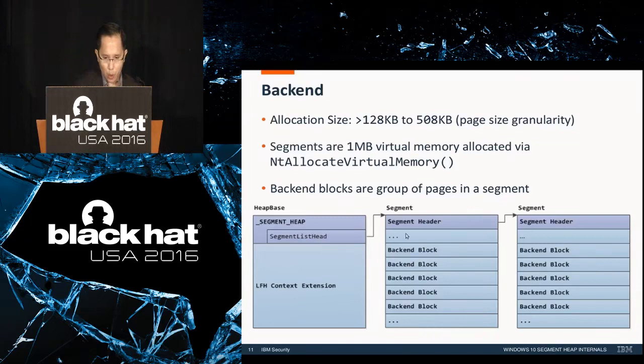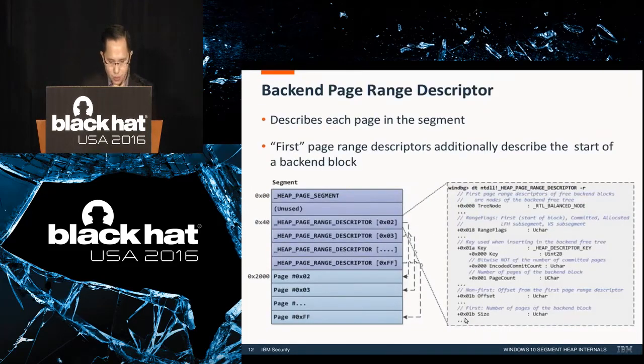The segment consists of two parts: the segment header and the data part where the backend blocks are allocated from. So, zooming in on the segment, the header consists of page range descriptors here that describe each page in the segment. There's one page range descriptor for every page. For example, page range descriptor 2 describes this page, and page range descriptor 3 describes this page. One of the main fields in the page range descriptor is the range flags here. It is a bit flag that describes whether the page is committed or busy or allocated.